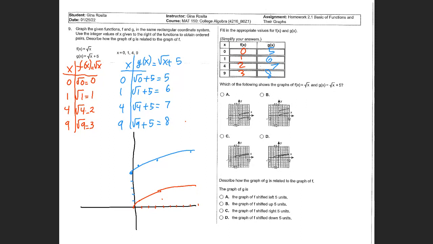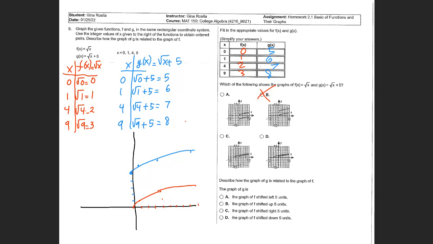Look at the answer. Which one? A, B, C, or D? Okay. The answer is B. Yeah, because exactly the graph with, yeah, we graph this one. The answer is B. Okay.